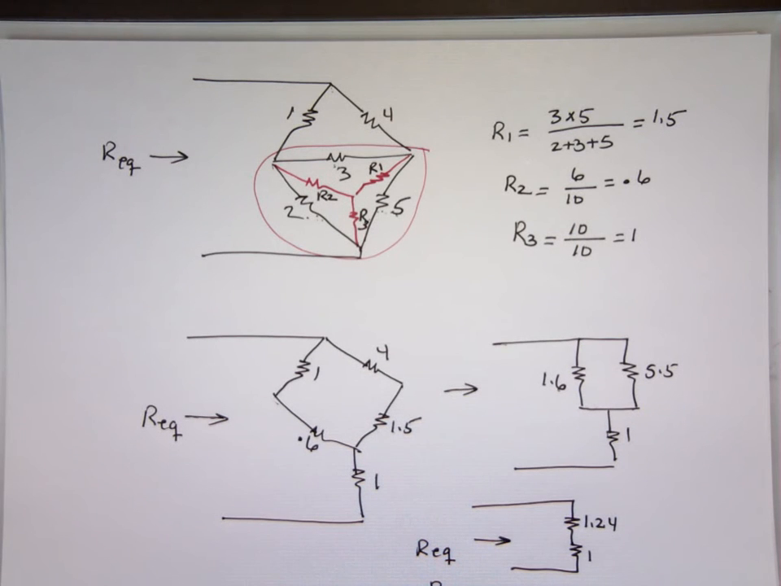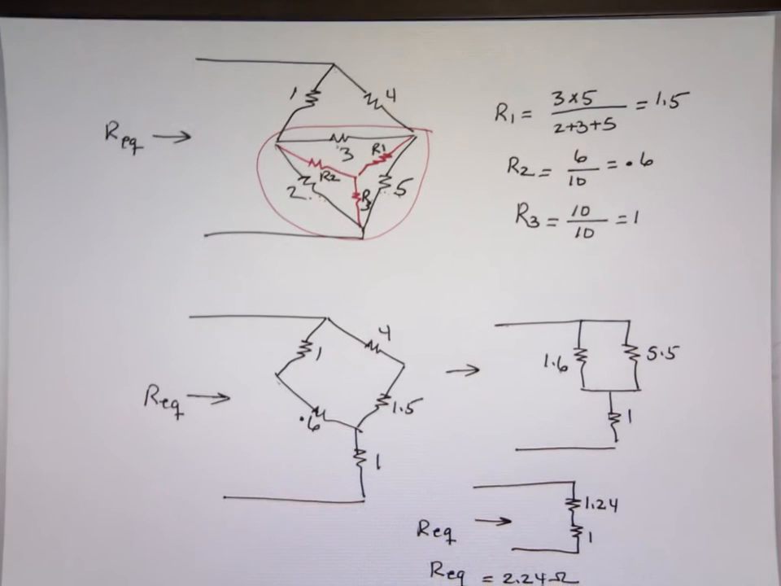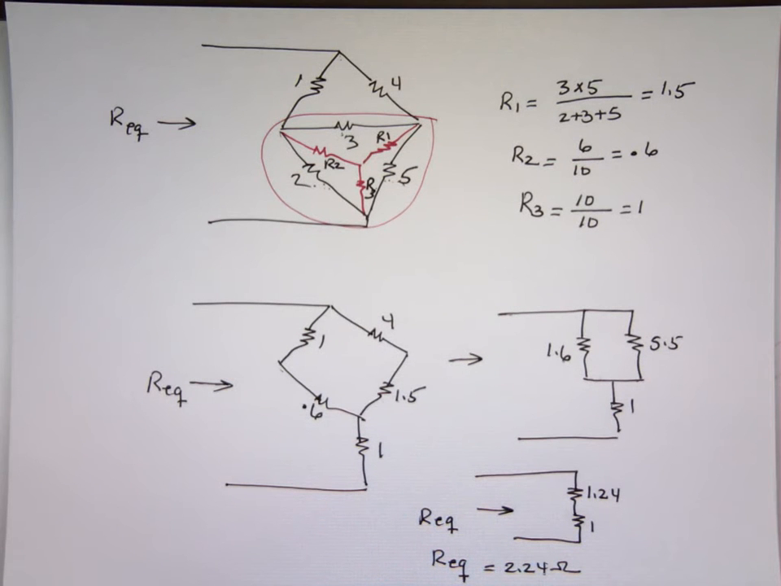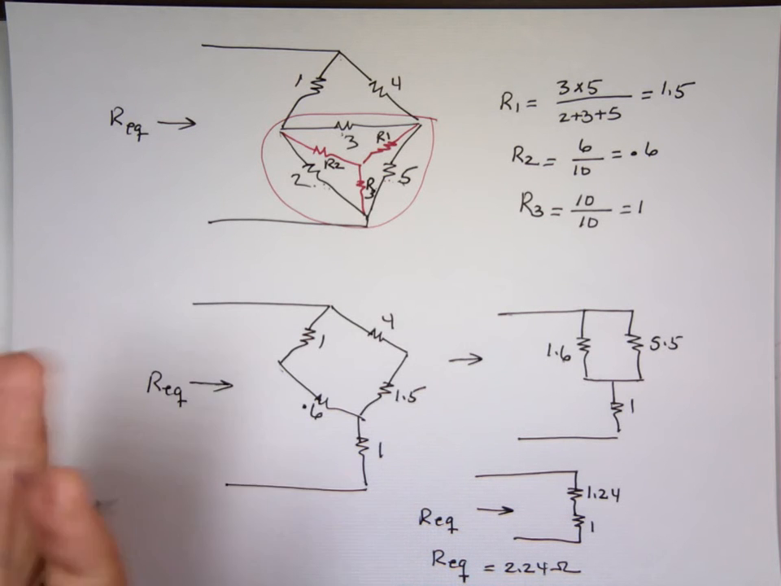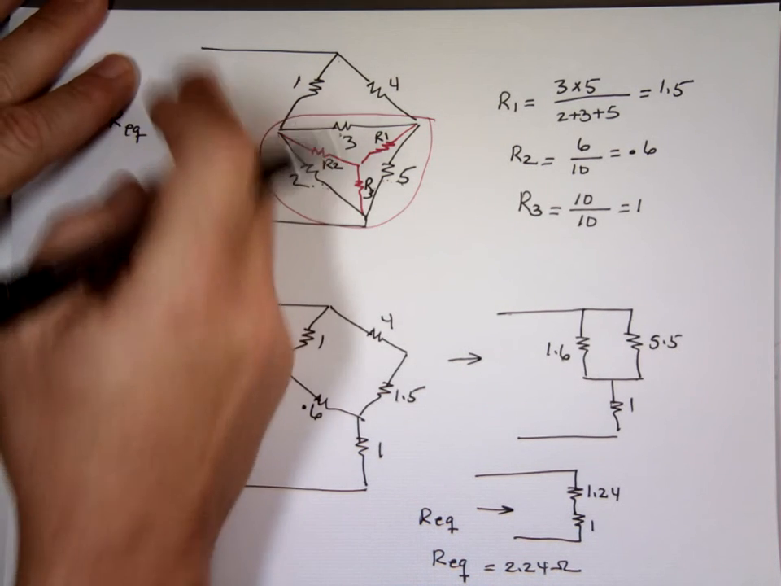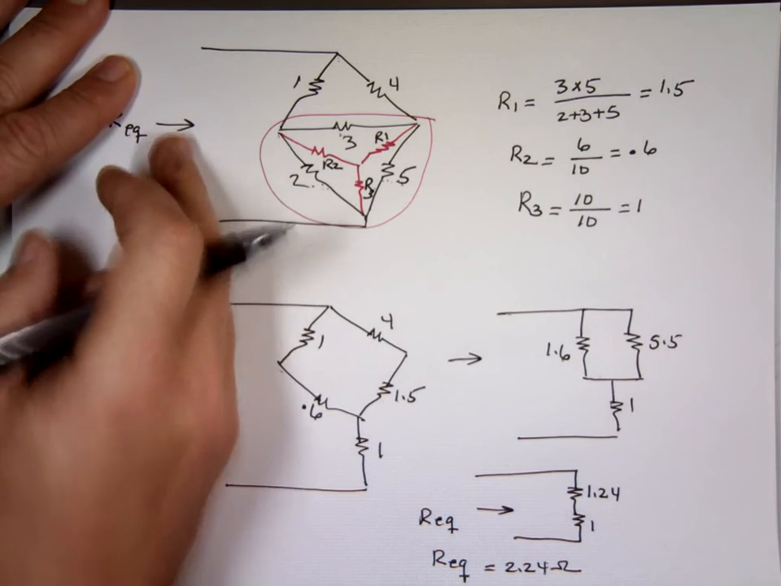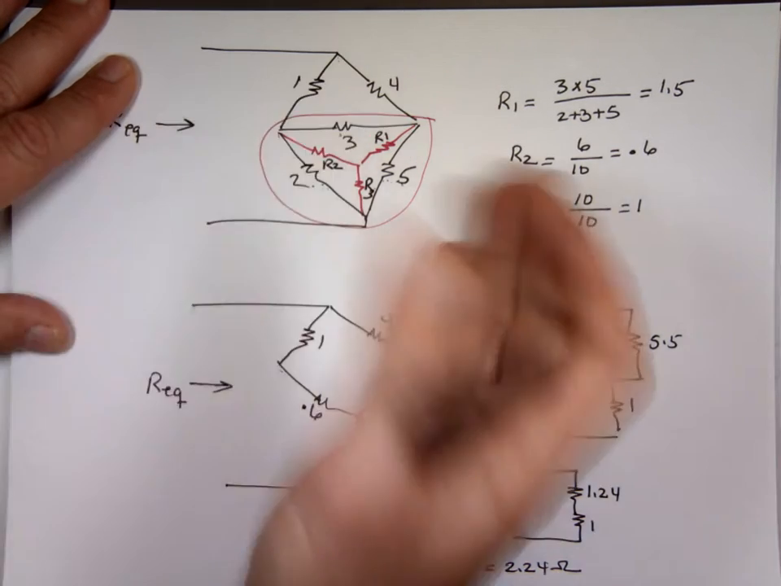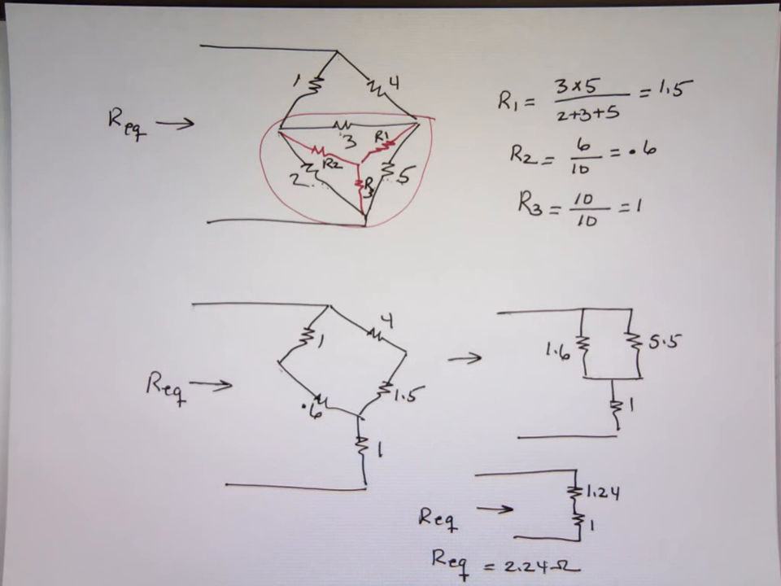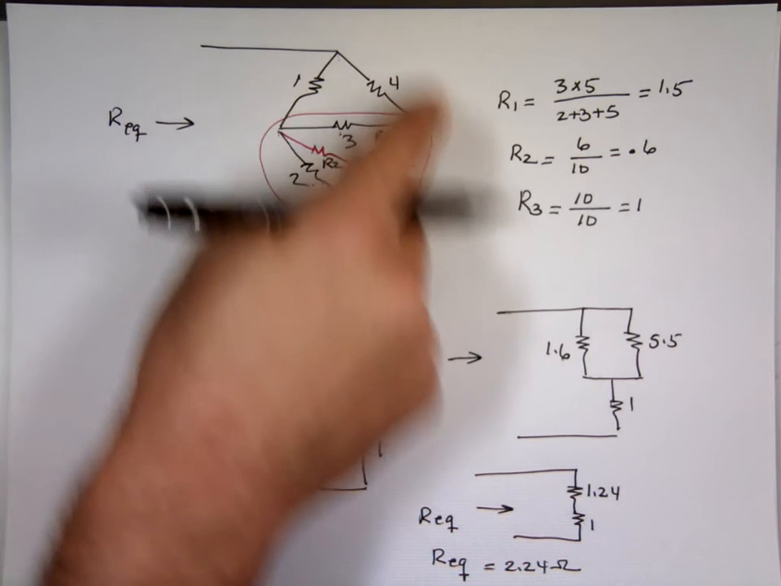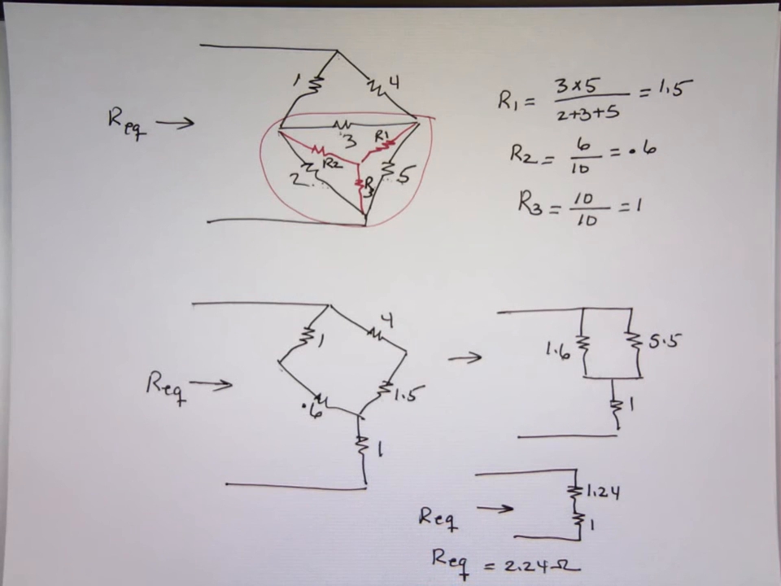Without that conversion, I'd be in trouble trying to find what R equivalent is. The only other way to do it, if I didn't have that, is really to apply a source here, like 5 volts or 1 volt, and calculate the current. Go V over I will give me that. But that's more work. Again, I could have taken the top one and done that, because that's also a delta. I could have converted that one to a Y.